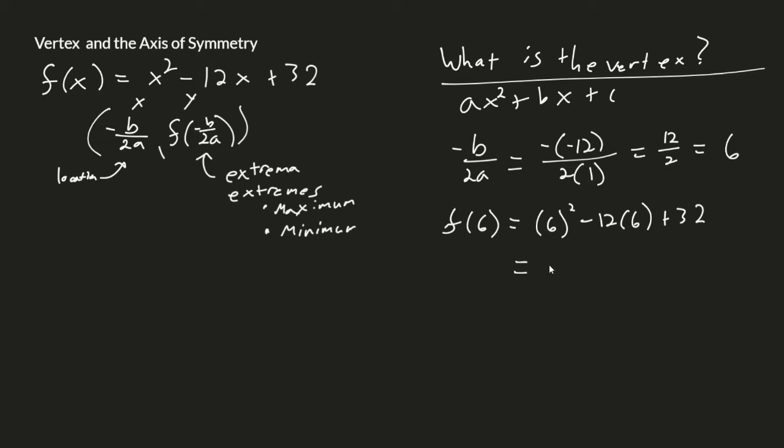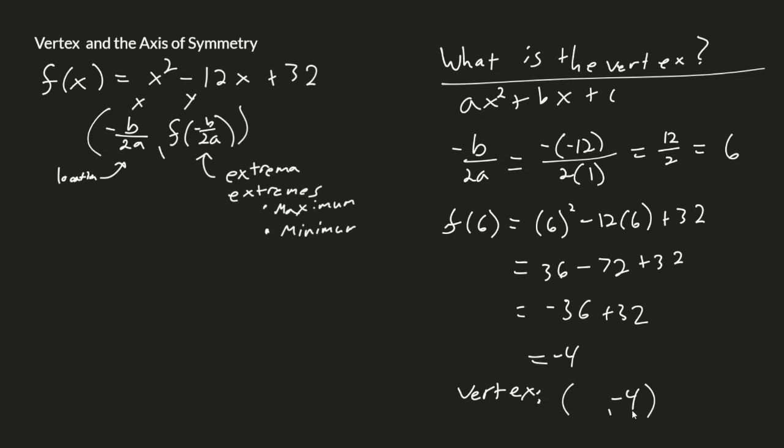So we can multiply this out. This is 36 minus 72 plus 32. From here, we just simplify. Negative 36 plus 32, that gives us negative 4. So the vertex occurs at a coordinate, so we need 2 points. We know negative 4 is the height, but what was the x value? Well, that was the input. Remember, it's 6. It's the value we started with. So we have a vertex that occurs at 6, negative 4.